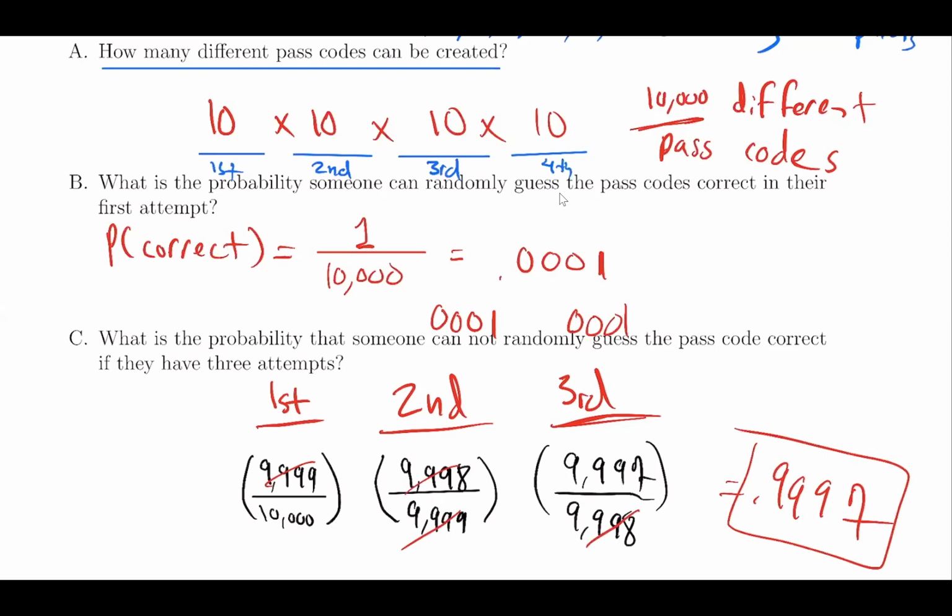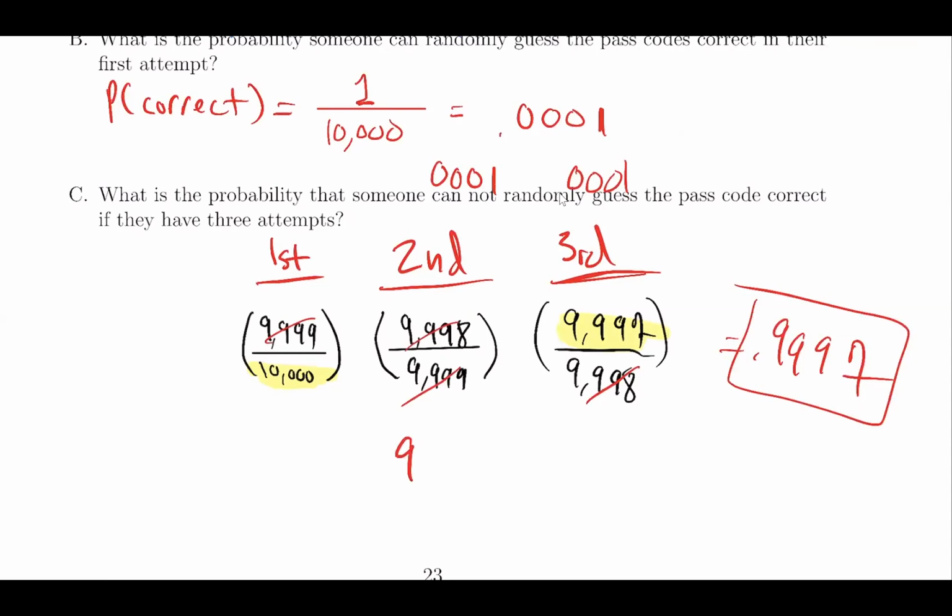So how did you get the 0.9997? Did you just divide? Yeah, because pretty much you're left with this, and you divide it by 10,000. So you're going to do 9,997 and divide it by 10,000. And that's how you can do that. But that's it for C. And that's it for page 23.